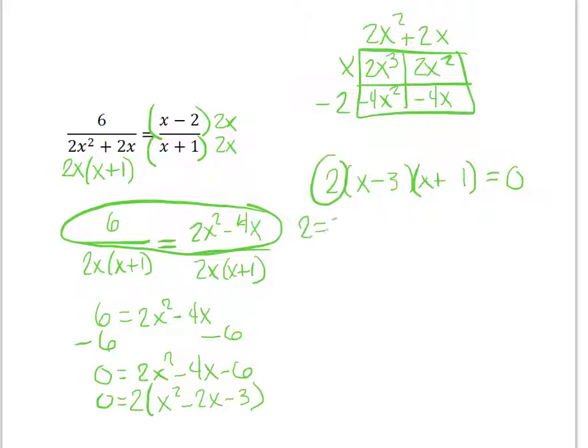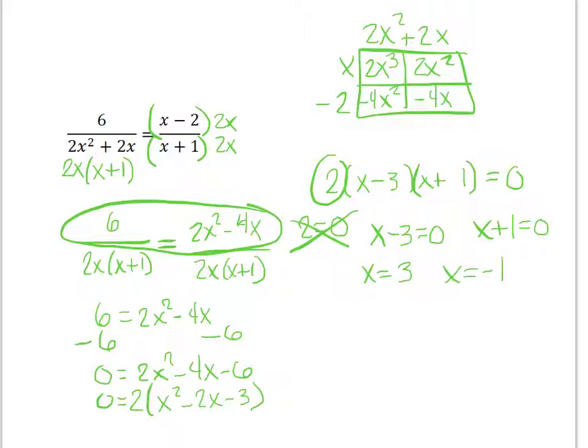Okay, so now as I'm looking at setting things equal to 0, if I took that 2 and set it equal to 0, it's not possible for that to happen. So ultimately we can kind of ignore the 2. But the rest of it I need to set equal to 0 and solve. So then I get x equals 3 and x equals negative 1.